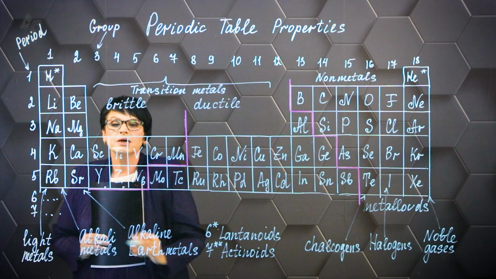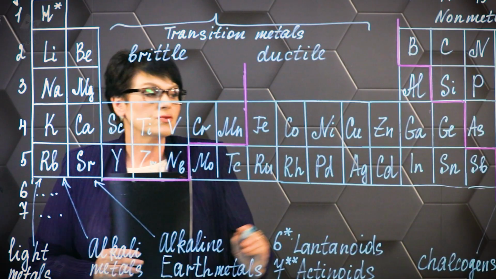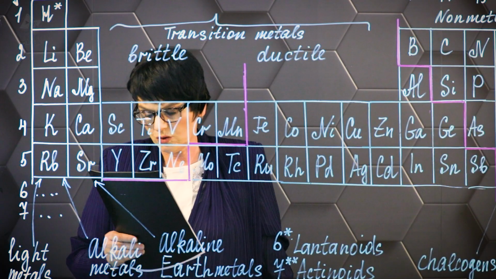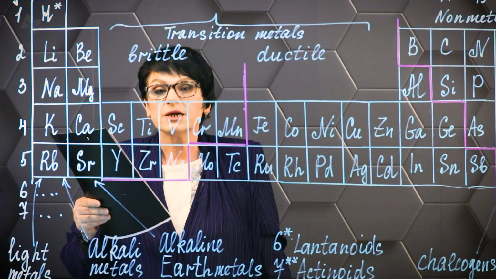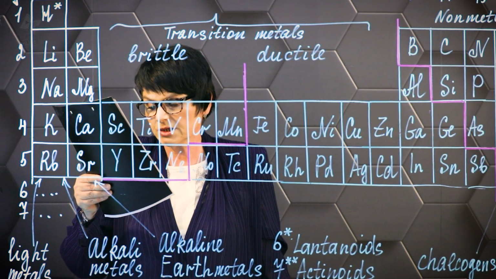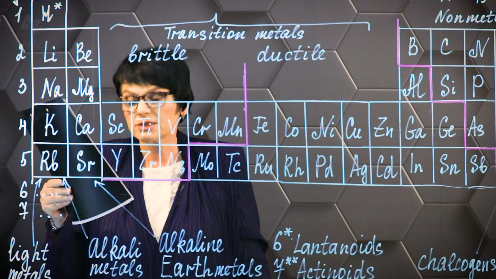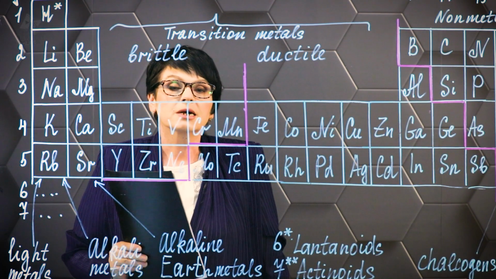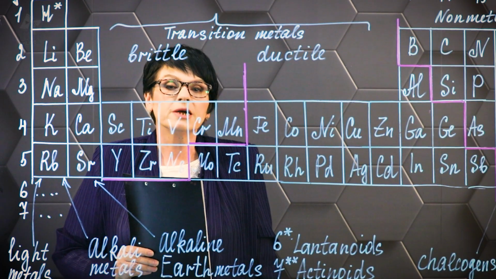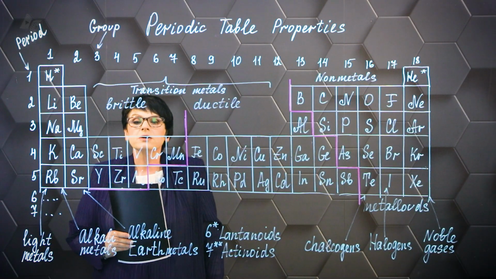The fourth begins with potassium and ends with krypton. The fifth begins with rubidium and ends with xenon. The sixth period begins with cesium and ends respectively with radon. And the seventh period begins with the element francium and ends with the 118th. This is so far the last element in the Mendeleev table, called oganesson. Now how the table is arranged next.